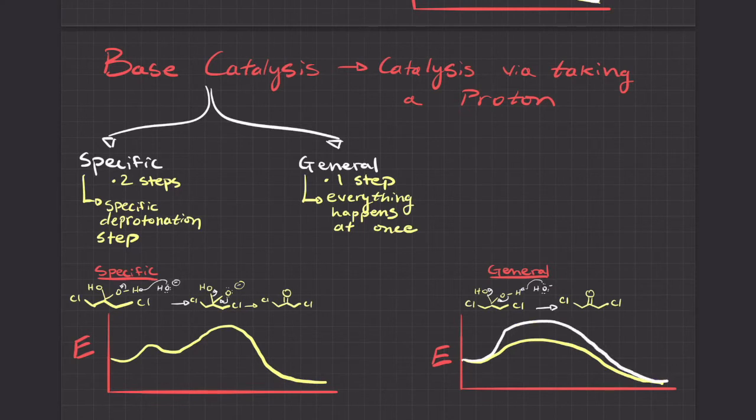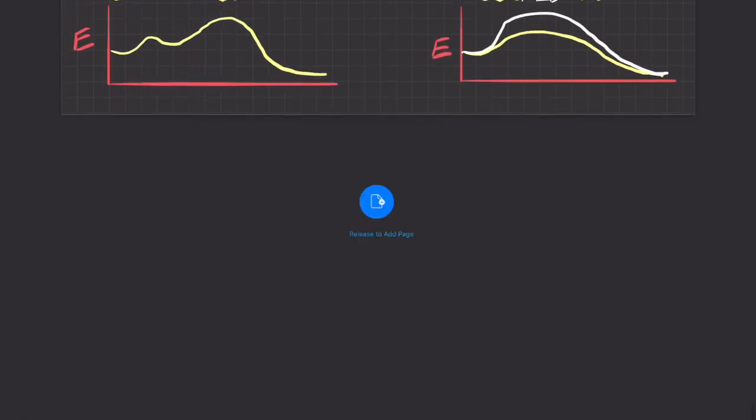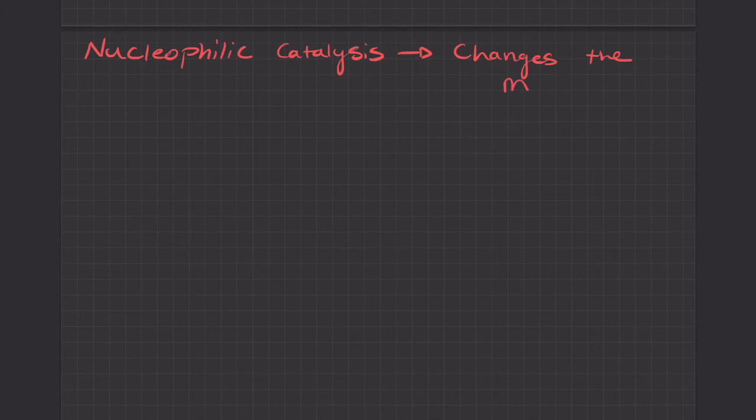The only difference here is we're switching from an acid to a base, as expected. Okay. Lastly, let's look at nucleophilic catalysis here. This one's a little bit weird, but we can think about it with an analogy that'll hopefully simplify the concept. Nucleophilic catalysis is weird because it's going to completely change the mechanism.